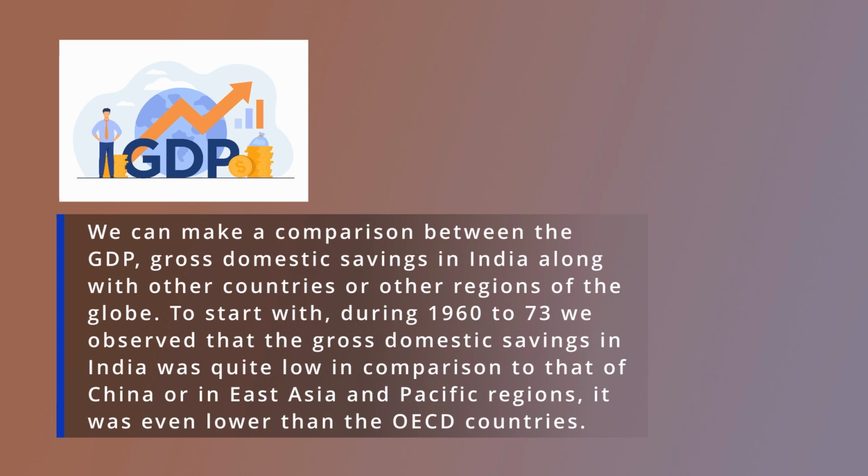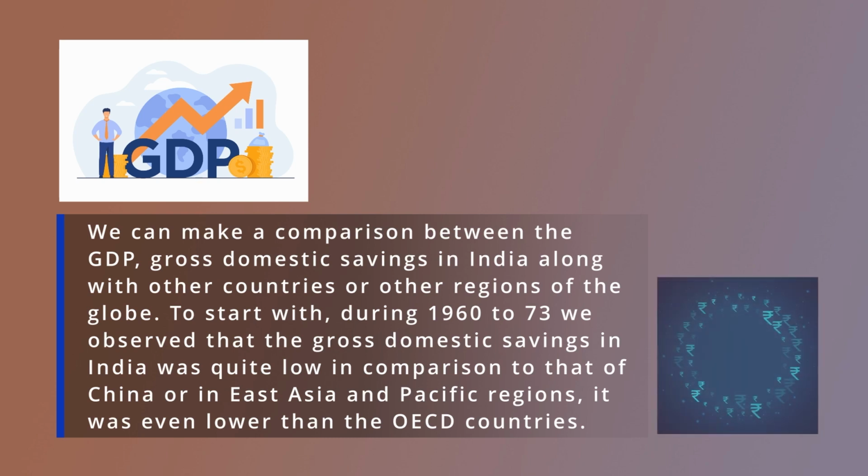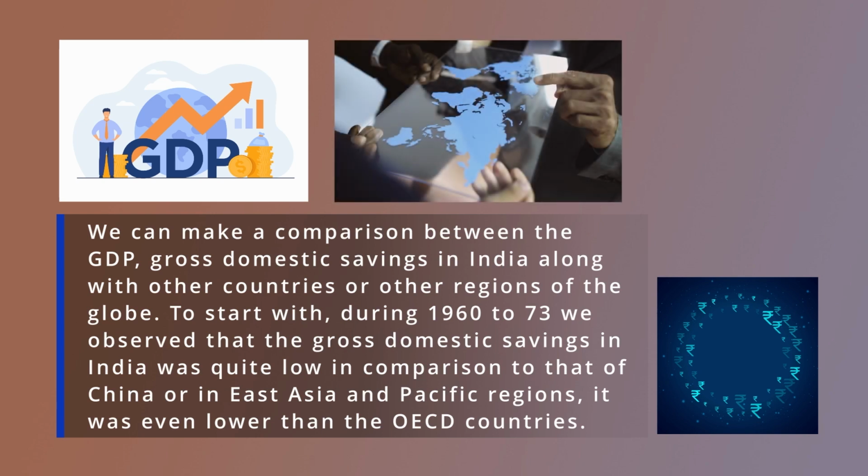Now, this we have already explained, and now we can make a comparison between the GDS, gross domestic savings in India, along with other countries or other regions of the globe. To start with, during 1960 to 73, we observed that the gross domestic savings in India was quite low in comparison to that of China or in East Asian Pacific regions. It was even lower than the OECD countries, that means Organization of Economic Cooperation and Development countries, which included mostly the developed European countries, Australia and USA.